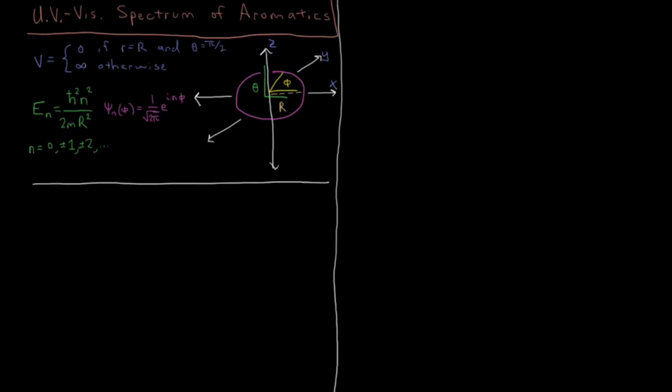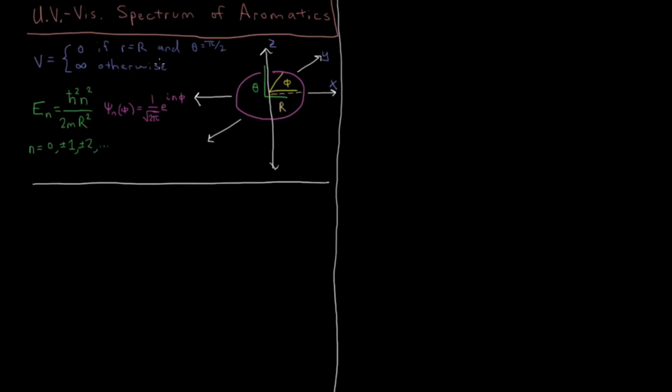We've previously applied the particle in a box model to look at the UV-Vis spectrum of conjugated polyenes, and now using the particle in a ring, we have the analogous model system that we can use to try to gain some insights into the UV-Vis spectra of aromatics.